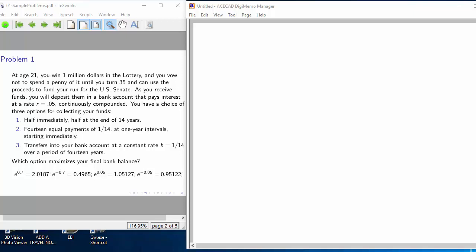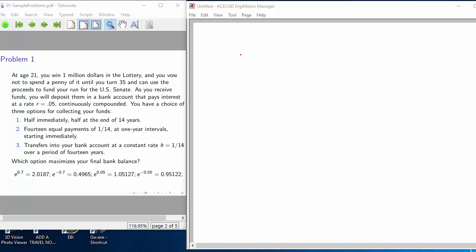So, here's the first problem, getting you used to continuously compounded interest. Suppose you've won $1 million in the lottery, and this is going to be paid out over 14 years. You have three alternative schemes for collecting your money. The first one, you get half of it right away and can put it in the bank, but the other half you don't get until the full 14 years have elapsed. And then there are two other options: getting 1/14 of the total at the start of each year, or getting this $1 million trickled into your bank account at a continuous rate over 14 years.